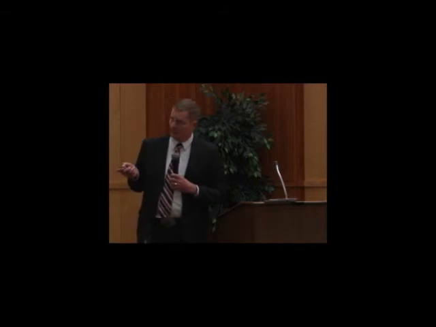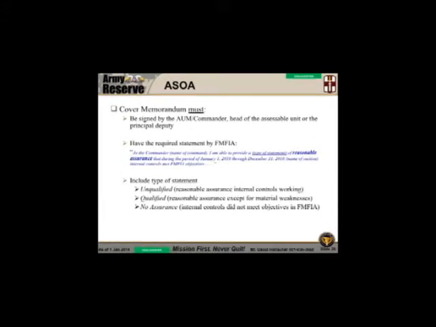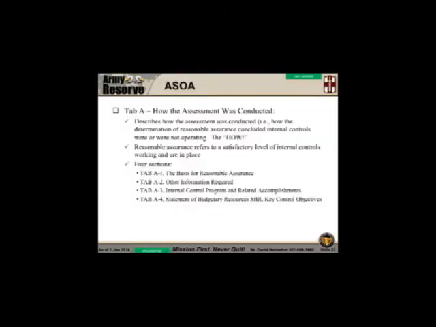Tab B is material weakness. And this section right here talks about what is a material weakness. Control's not in place, it's not used, or it's not adequate. And if you're reporting a material weakness, you're either reporting it because you can't take care of it at your level, or you want your higher to know that there's a material weakness, that it's something enough that your higher needs to know about it. And tab B just has a list of where it comes from.